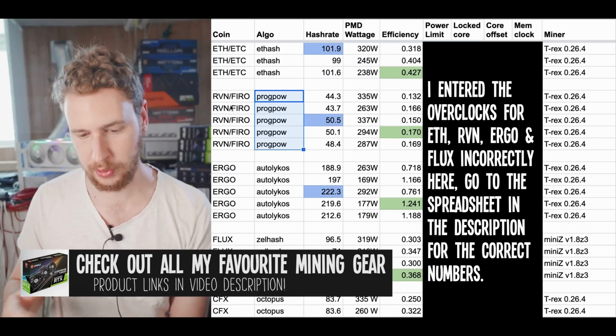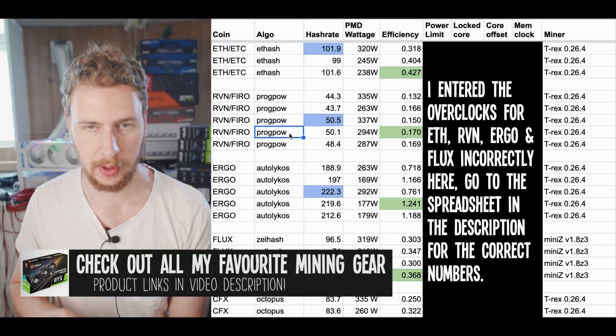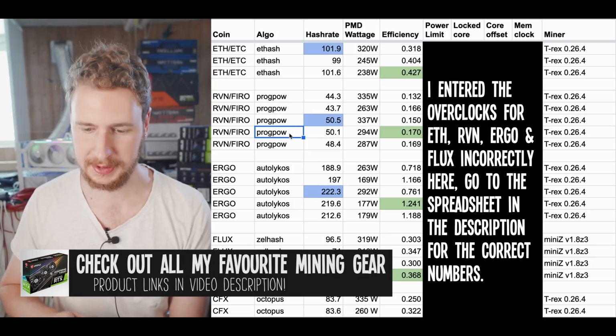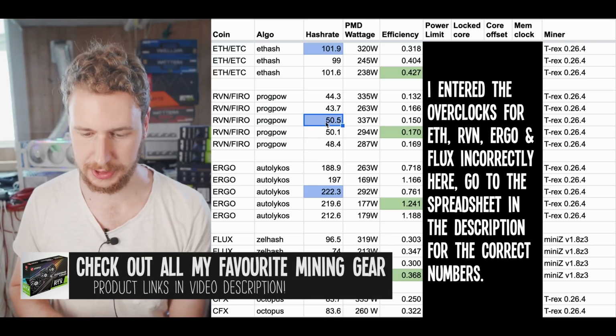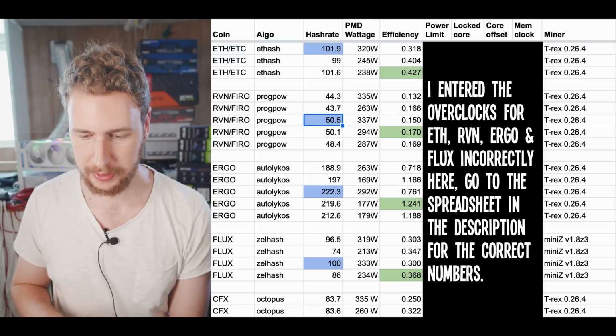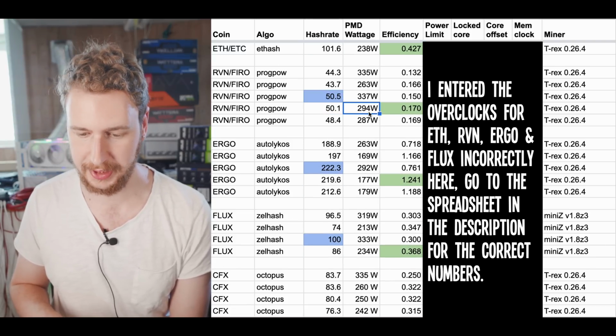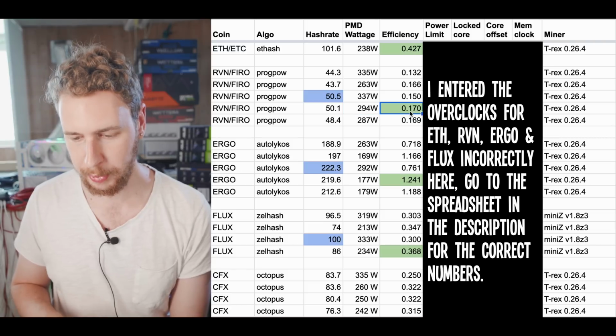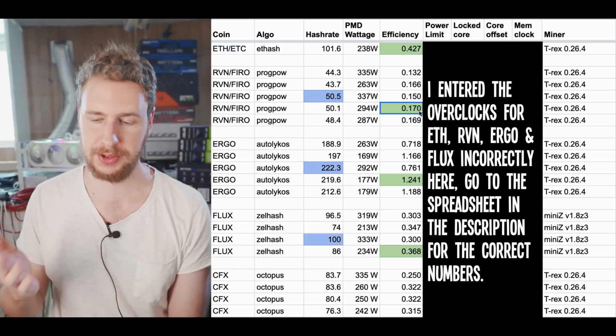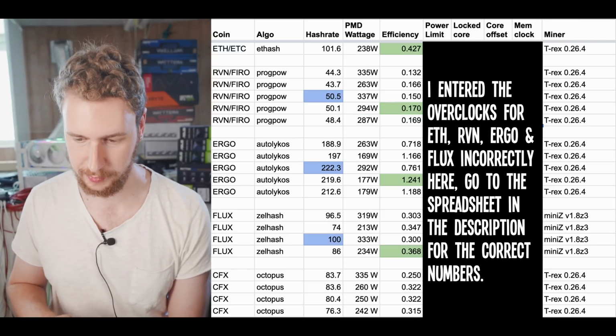So Ravencoin with their CorePow, Firo with their FiroPow, Neoxa, Zero, you name it. And the highest hash rate I was able to get was 50.5 mega hash, or the best efficiency was getting me 50.1 mega hash at 294 watts for an efficiency of 0.17 mega hash per watt. You can see the overclock settings over there.